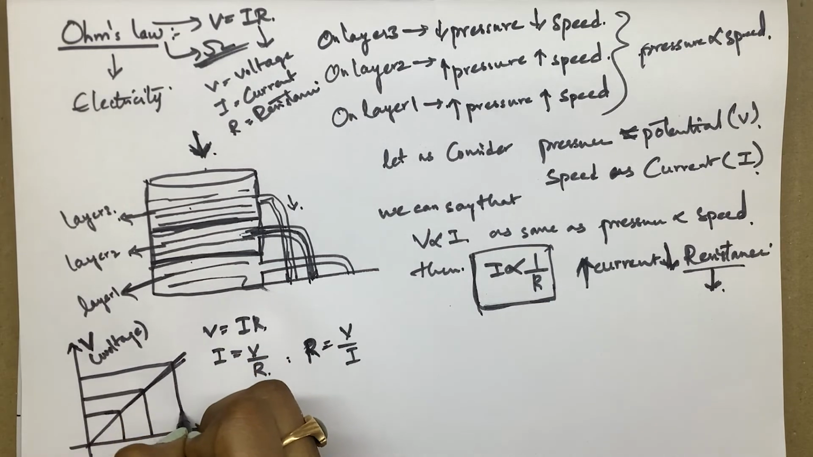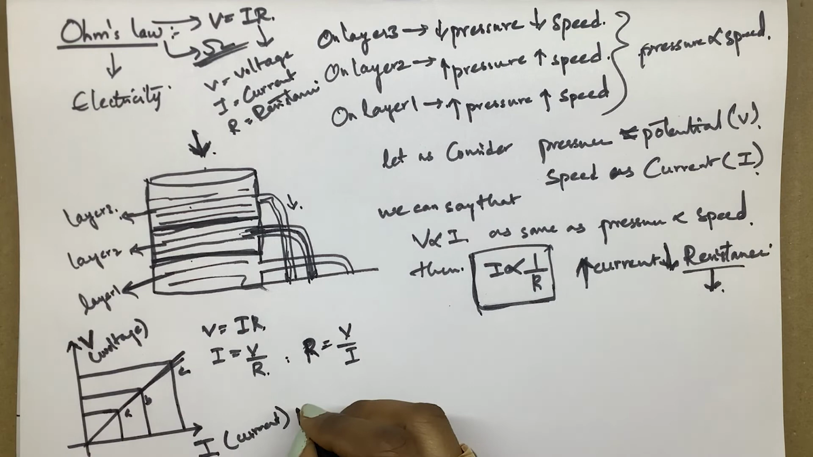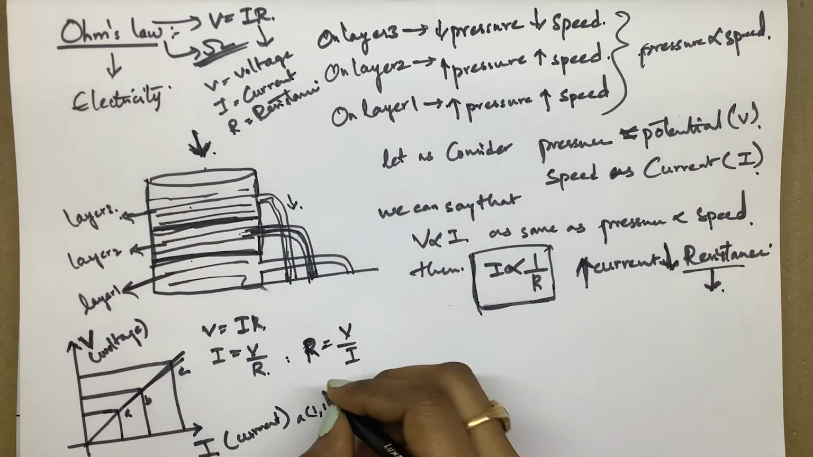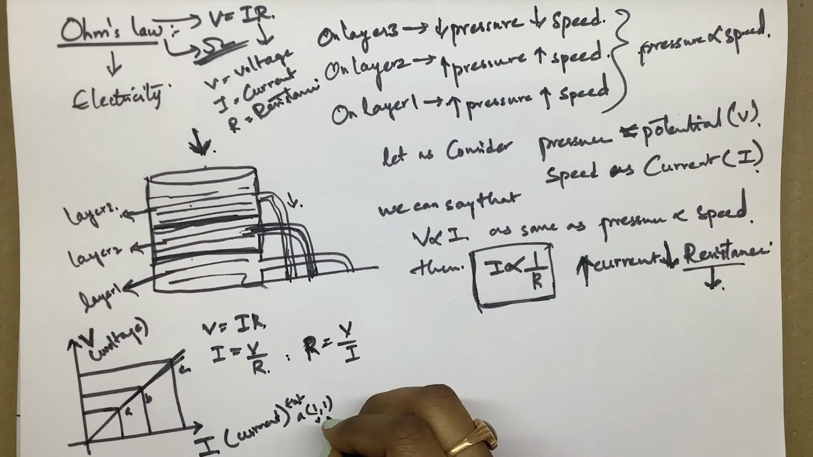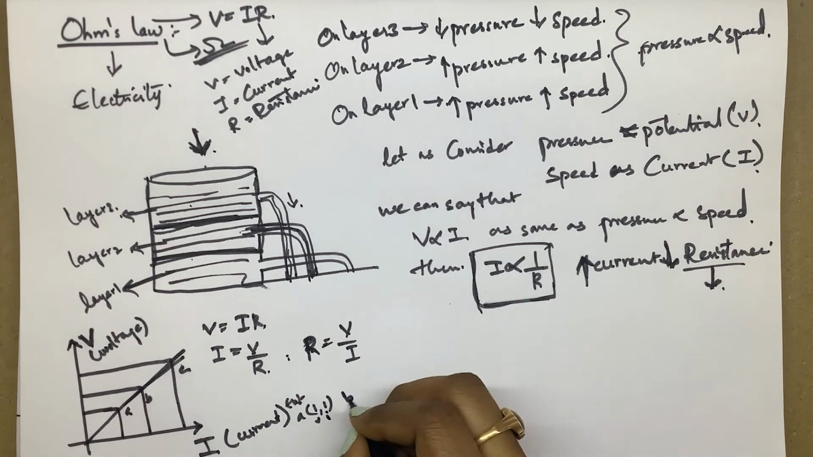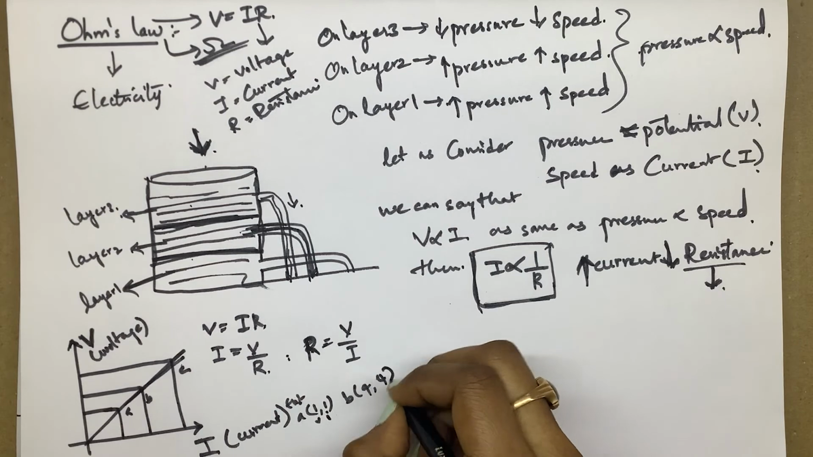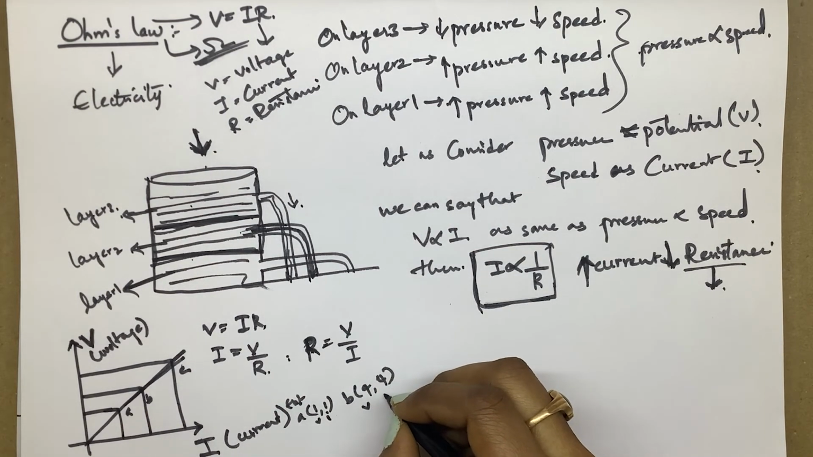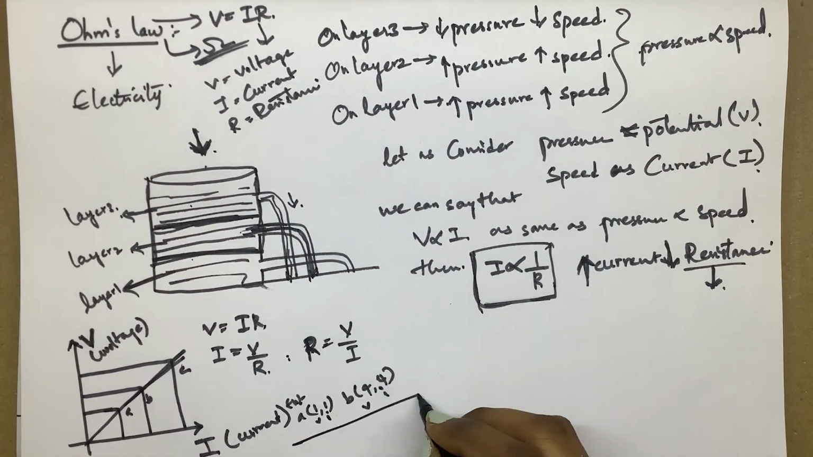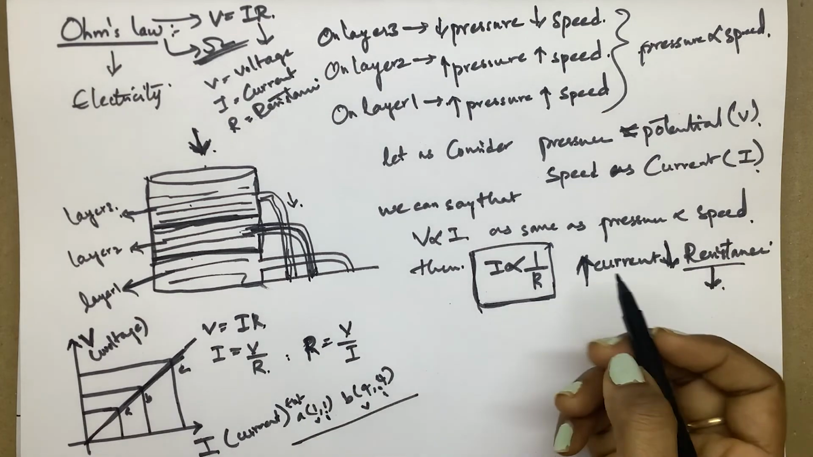At all points A, B, C, V equal to 1 and I equal to 1, for example. At B also, let's take 4. Then at B, V is equal to 4 and I is also 4. In the same way, the total slope is constant.